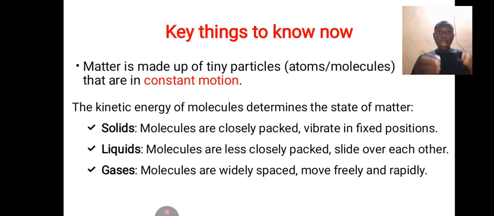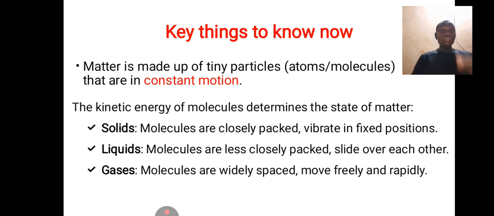Okay, now we said these particles are in constant random motion. Now we are saying again that the kinetic energy of the molecules determines the state of matter. You and I know the states of matter: solid, liquid, and gas. Now, why are some substances solid? Why are some substances gases? And why are some substances liquid? So, the kinetic energy of molecules will determine its state.